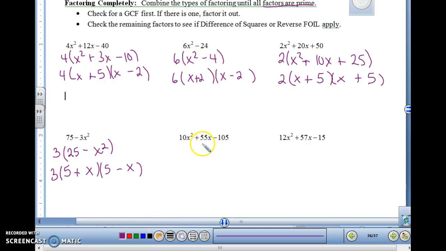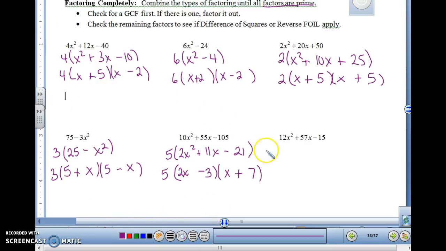10x squared plus 55x minus 105, GCF is 5, which is going to give me 2x squared plus 11x minus 21. This is going to double bubble, but instead of having x and x, what are we going to have? We're going to have 2x and x. Factors of 21, probably 7 and 3, but the one that's going to be multiplied by 2 would be the 7. So I want plus 11, so that's going to be positive 14, minus 3, and completely factored.